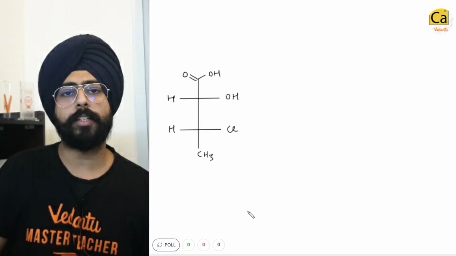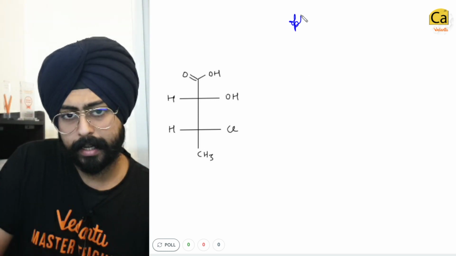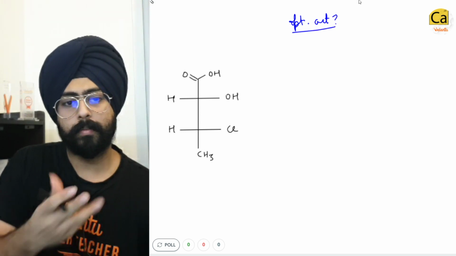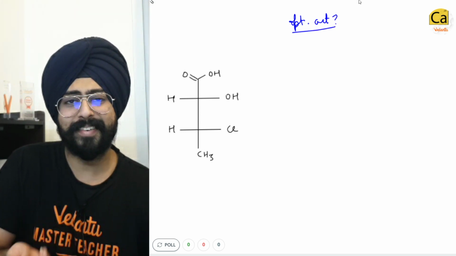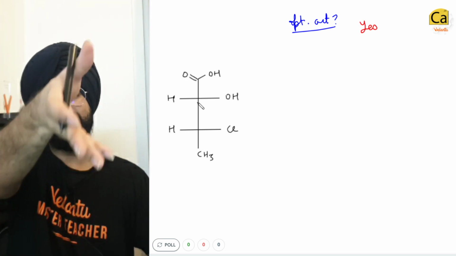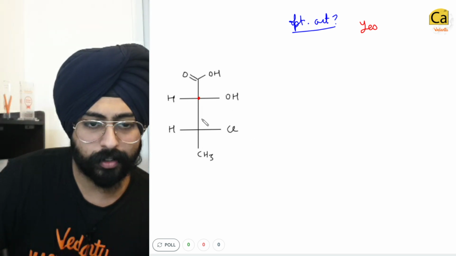Once again, Fisher projections. We'll do this quickly. Optically active. Very simple. Yes, it is optically active. You have two chiral centers and it's a very asymmetric molecule. You can't find any element of symmetry. Quickly now, tell me about the configurations.